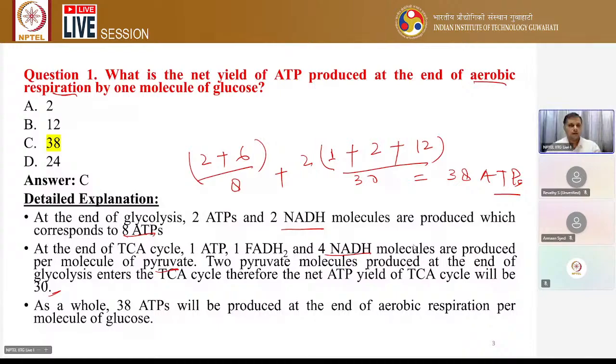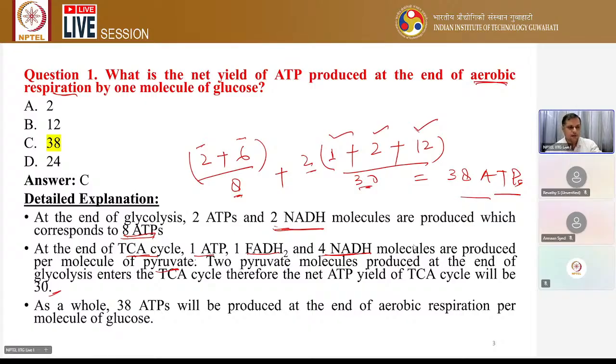So in glycolysis, we are having 2 ATP and 2 NADH. So 1 NADH produces 3 ATP. There will be 6 ATP. Total becomes 8 ATP in glycolysis. Further, glycolysis generates 2 pyruvate molecules. And in the TCA, 1 pyruvate molecule is generating 1 ATP, 1 FADH2, which is converted to 2 ATP, and 4 NADH, which is converted to 12 ATP. The total becomes 15 ATP from 1 pyruvate molecule. So from 2 pyruvate molecules, it will be 30, and then total 38 ATP is produced by the end of aerobic respiration, where glycolysis and oxidative phosphorylation are taking place.